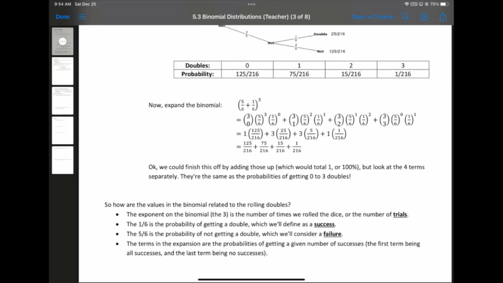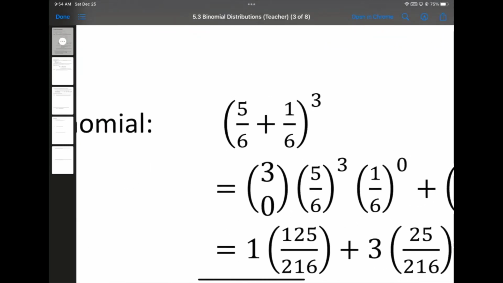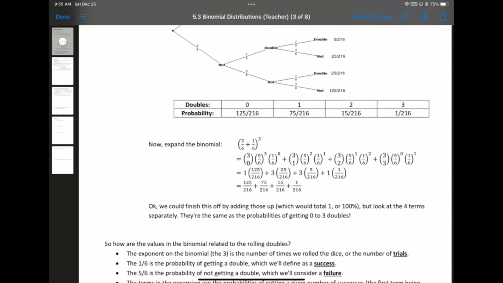Okay, there's some details there about what all the numbers represent. Don't worry too much about that yet. As we get into the actual examples where I do the math with you, we'll worry about doing them. What I will point out, though, is that in the binomial expansion there, the 5/6, 1/6, and 3: the 5/6 is the probability of not getting doubles, the 1/6 is the probability of getting doubles, and the 3 is the number of trials that I did. I rolled to try and get doubles 3 times. So those numbers are highly related to the actual problem with the dice.